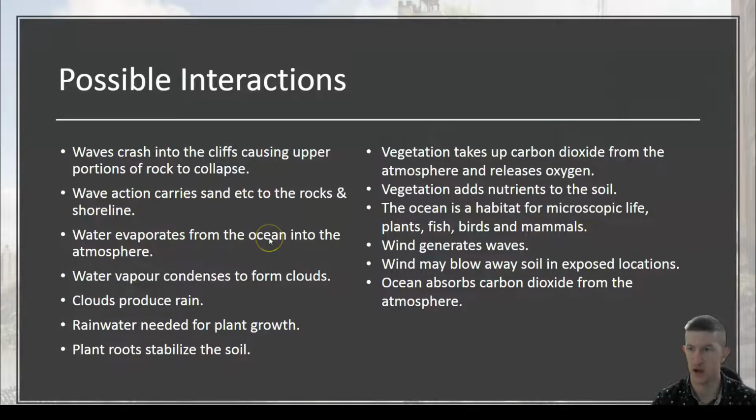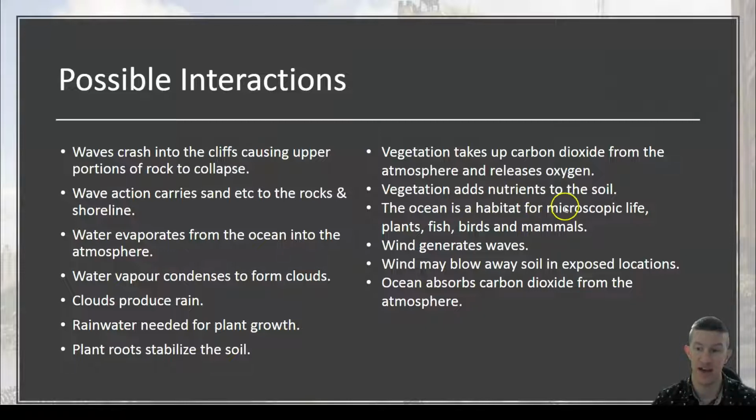Water evaporating from the ocean into the atmosphere. Water vapor condensing to form clouds. Clouds producing rain. Rainwater needed for plant growth. Plant roots help stabilize the soil. The vegetation takes up carbon dioxide from the atmosphere and it can release oxygen. The vegetation also adds nutrients into the soil.